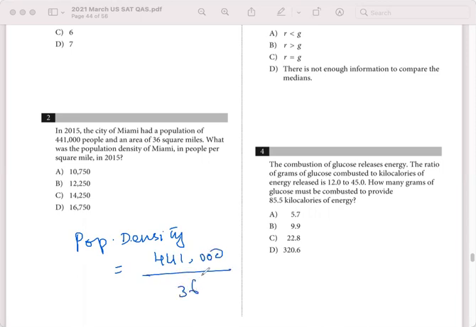So we can plug this in the calculator. Let's do that. 441,000 divided by 36, and we get 12,250, which is option B.